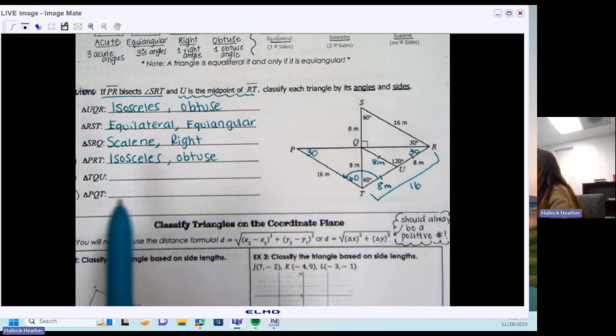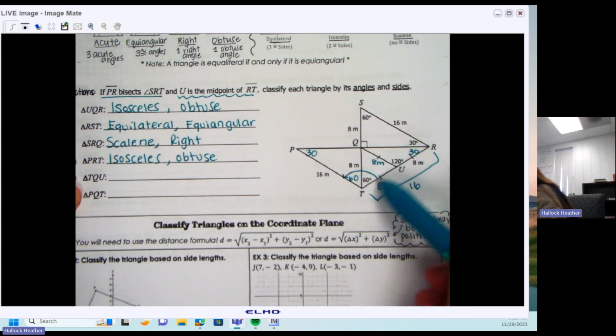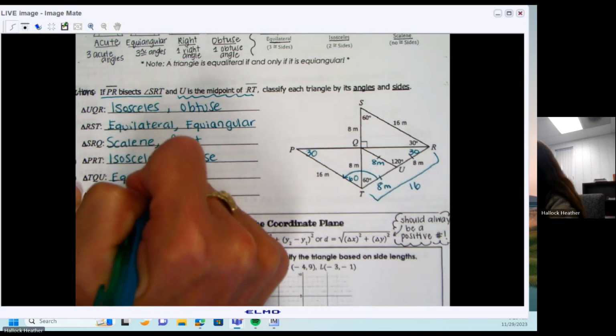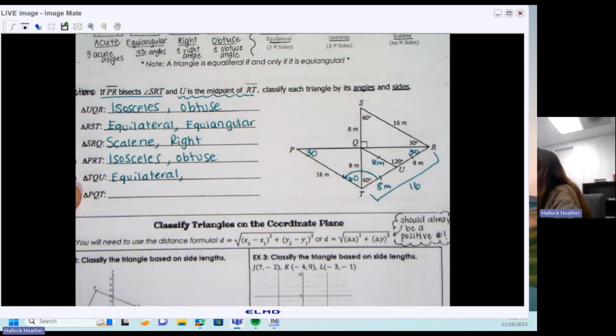Okay, let's talk about TQU. So if I look at TQU, it's that little baby cute triangle. What kind of triangle is that? Equilateral. And if it's equilateral, it's automatically going to be equiangular.